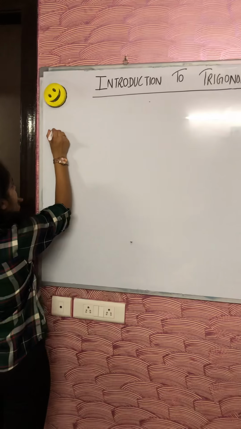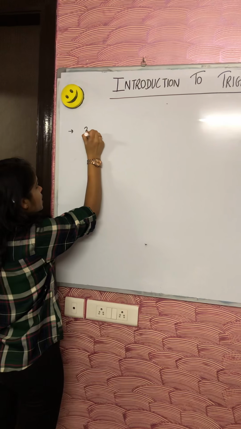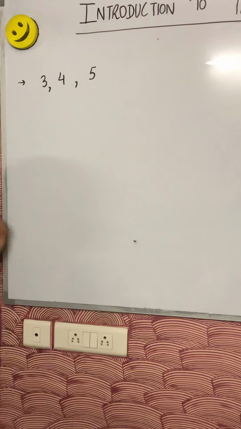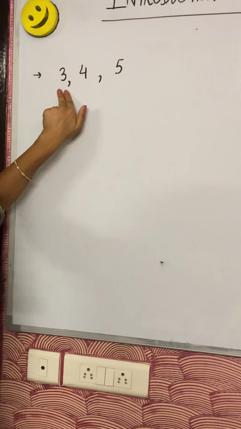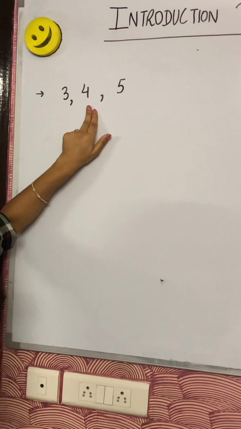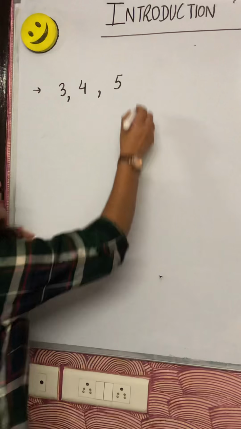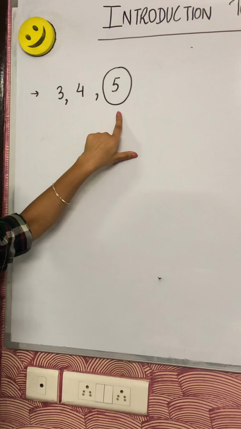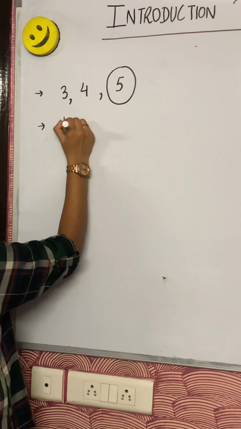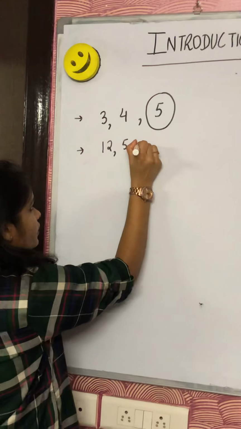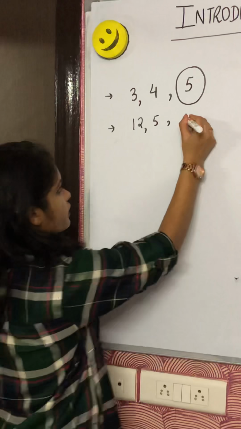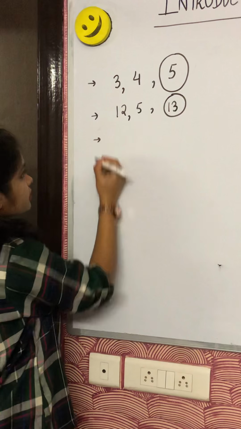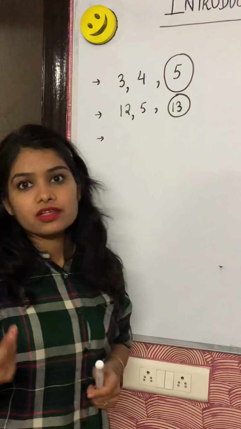So what are the Pythagorean triplets we have? One is very common, which is 3, 4, 5. This can be perpendicular and this can be base, but this should be hypotenuse because it is the longest side. So when you have 3, 4, the hypotenuse comes out to be 5. Next, from the example we just did, 12, 5, and you will get the hypotenuse 13. This is the second Pythagorean triplet, and you should know this.